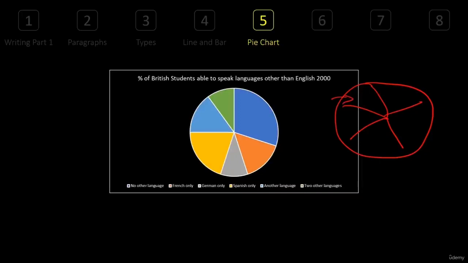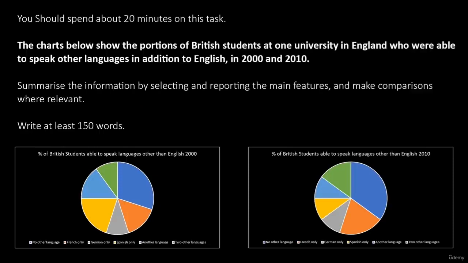For example, in this one here, no other language they are learning or they speak is this one. Dark blue is another language. So this information is provided using a graphical method called a pie chart. Let's see how we solve them. This is the kind of question you get.